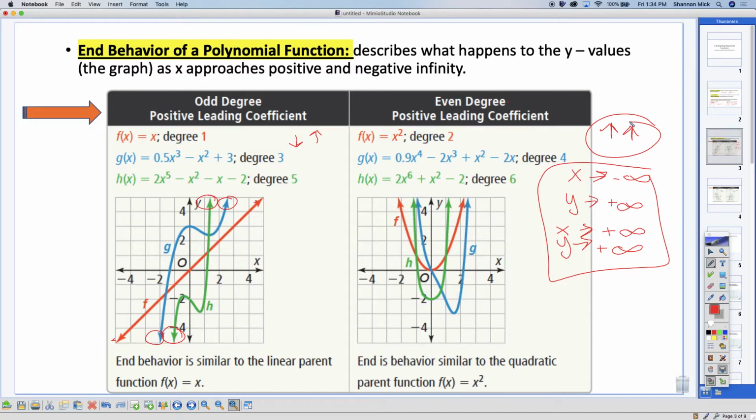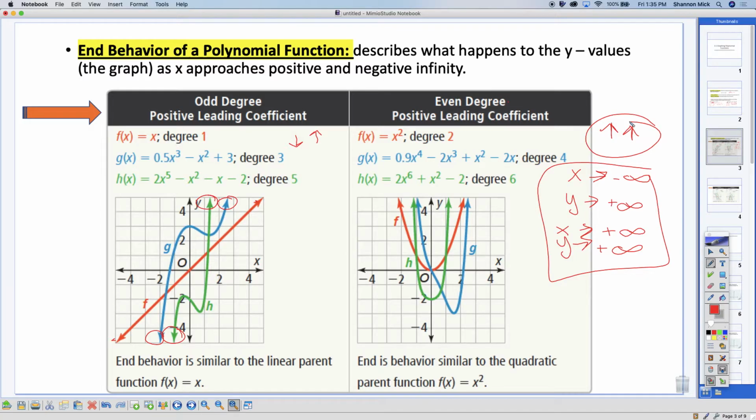Now this is called the leading coefficient test. Why do you think it's called the leading coefficient test? Because you have to test it. Because that's what we're looking at, right? We're looking at that leading coefficient and the degree of the function to tell me what the graph is going to do ultimately.